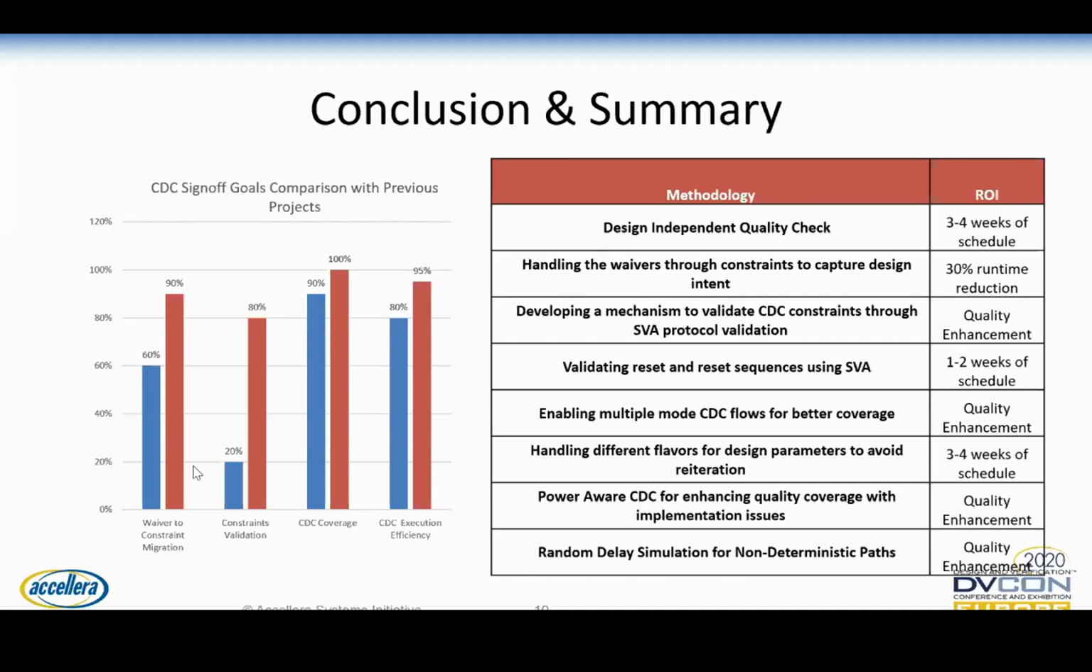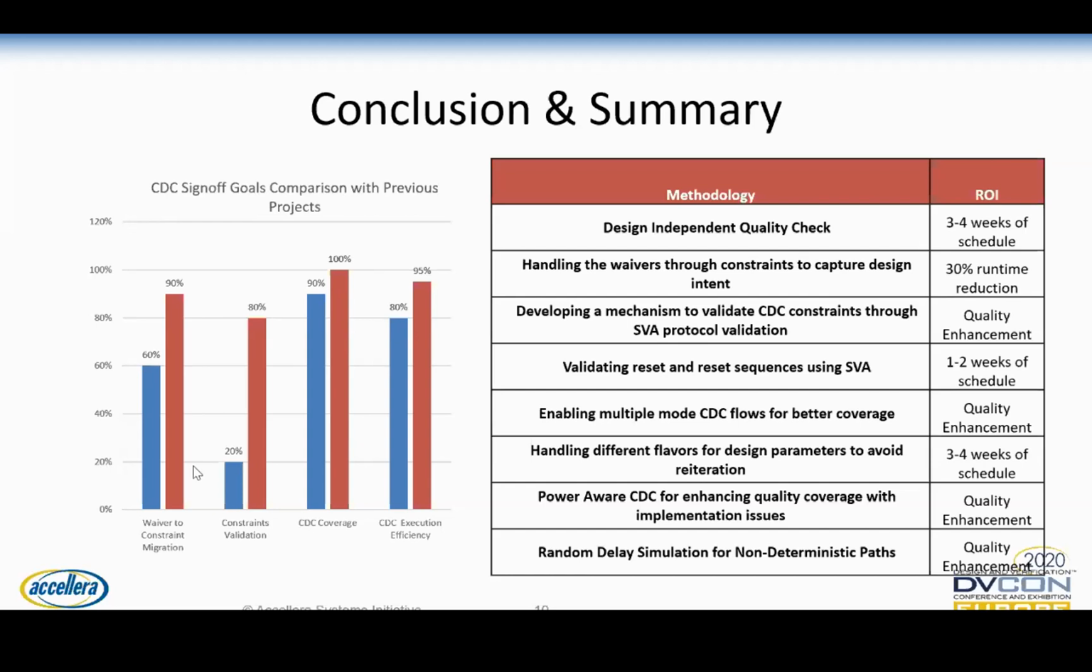Now it has definitely helped us find a lot of bugs, because some of the assumptions which were taken for the earlier CDC sign off are not holding true. And the fourth one is the reset sequences. Now this is about left shifting. Earlier, based on the RDC violation data, we used to give the data to the architecture and design teams and they used to validate. So this is like a left shift.